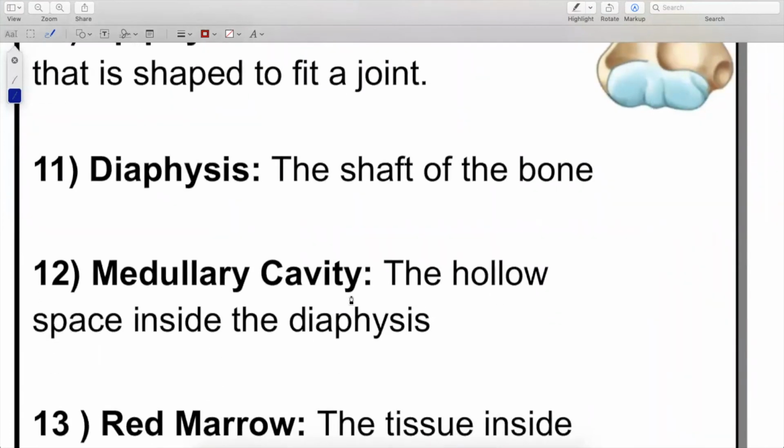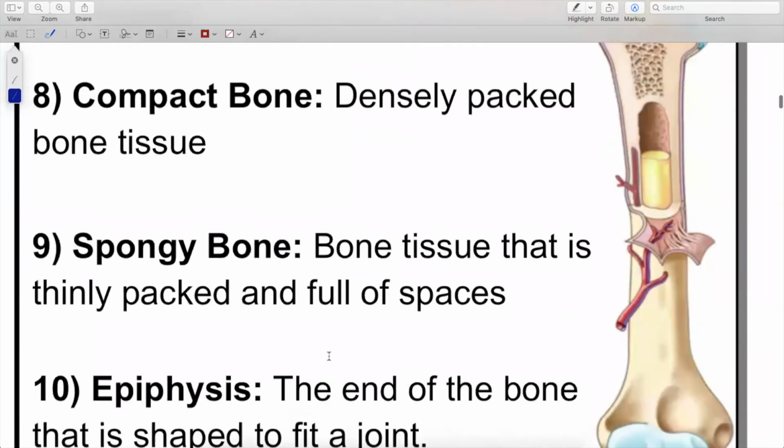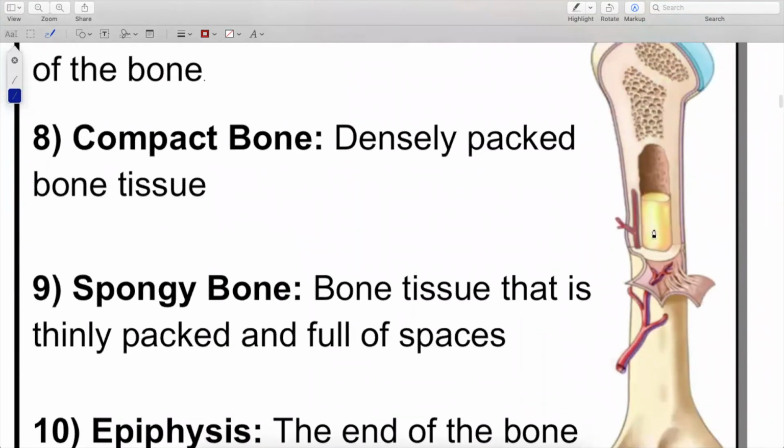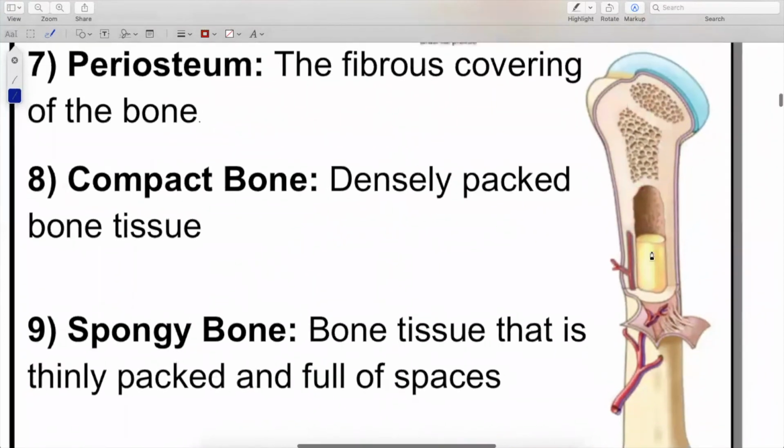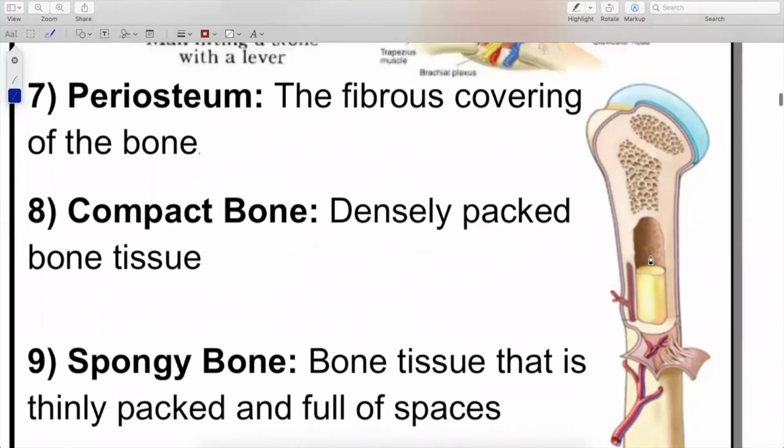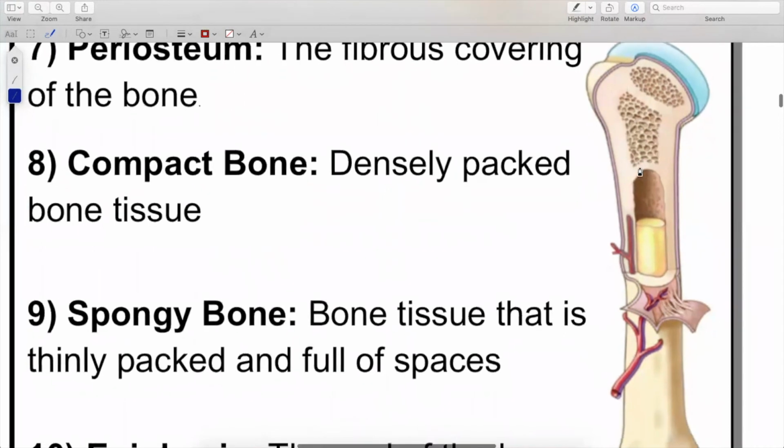Number 12, medullary cavity, the hollow space inside the diaphysis. That's right, guys, your bones are hollow. Did you know that? If your bones were fully solid, you'd be way too heavy. Your bones are actually hollow, and inside that hollow space, we fill it with marrow. And you have two different kinds of marrow, and those are going to be your next two vocab words. We got this yellow color marrow right here in the diaphysis. It's mostly fat. And you're going to have a red color marrow here in the spongy bone of the epiphysis. That's red because that's where blood is made.